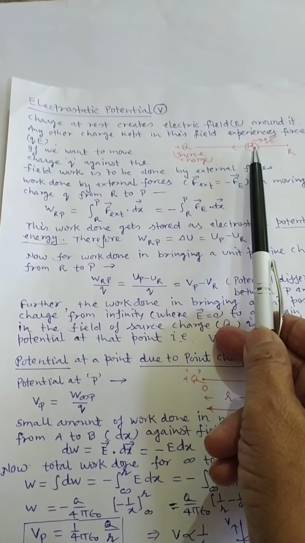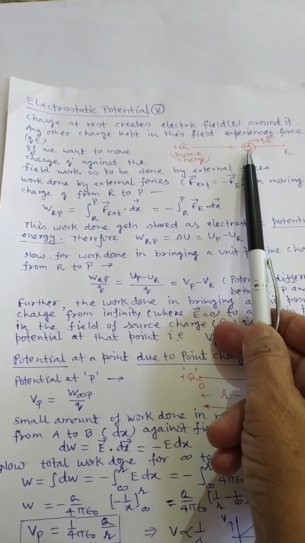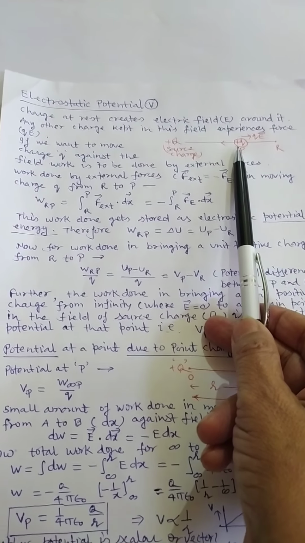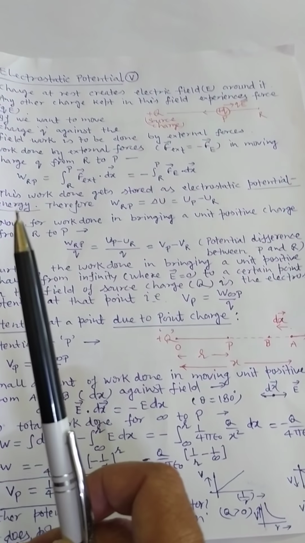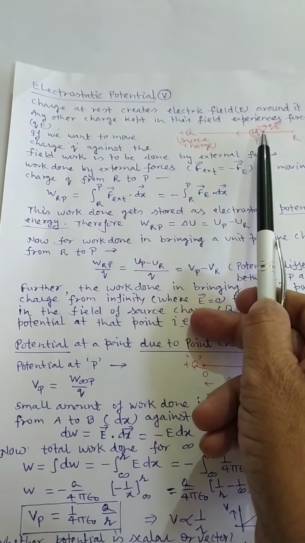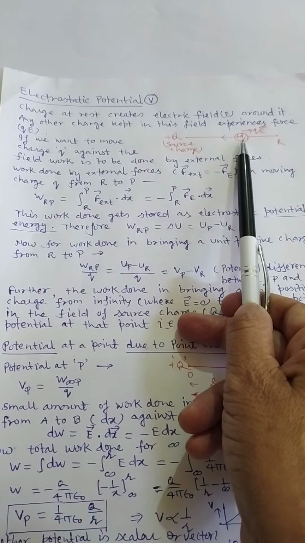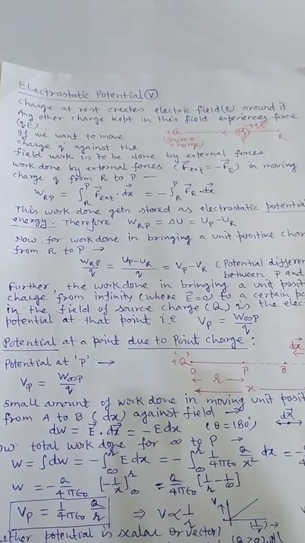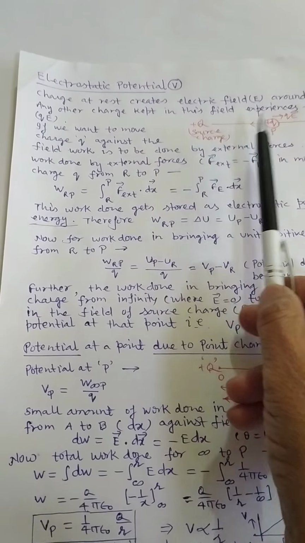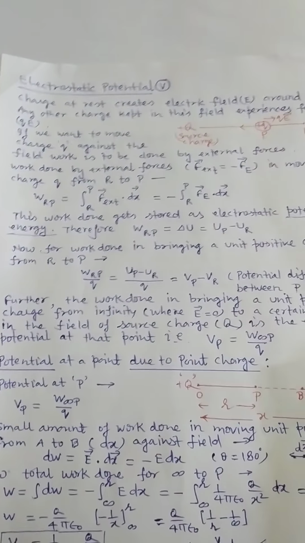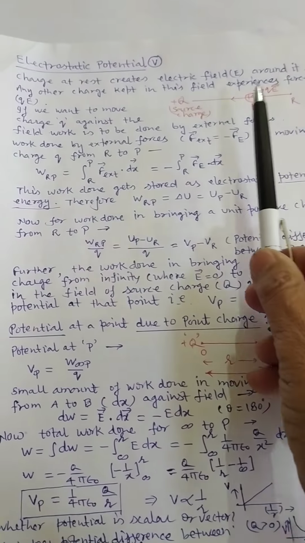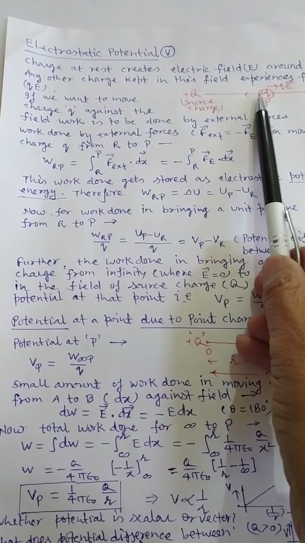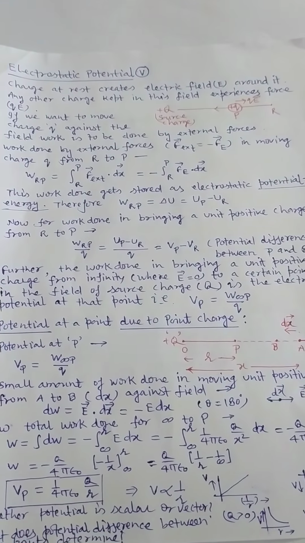Now conversely, if we want to bring this charge towards the source charge, then the external agency will have to do work, right? And if it is left to move freely, then it will move away from this charge. In that case also work is done, but who will do the work? The electric field will do the work. In any case, work is to be done, whether we bring this charge towards the source charge or it is left to move freely.